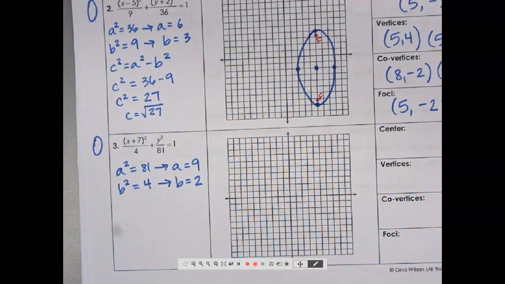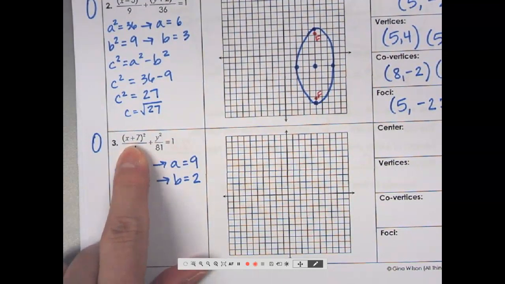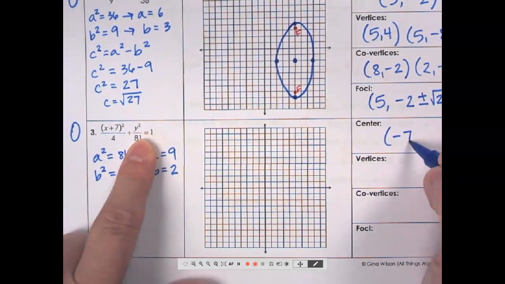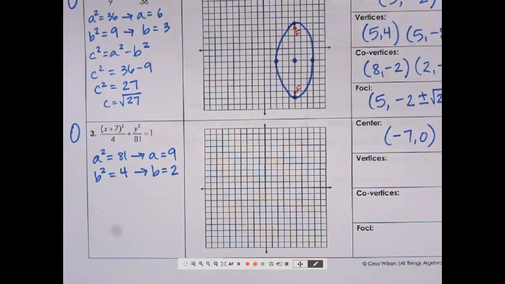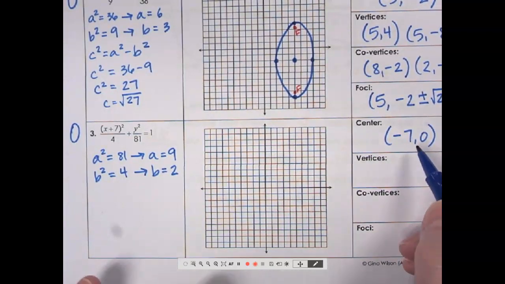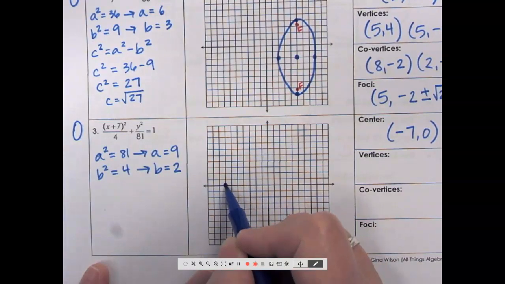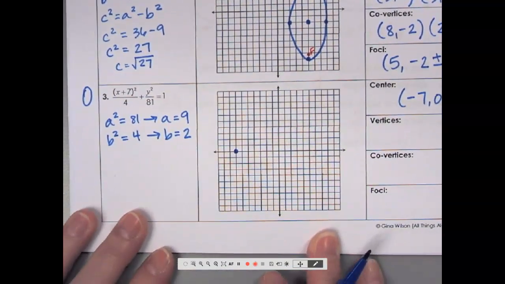Okay, where is the center of this little thing? Okay, 7 left, so that's negative 7, 0. Is everybody okay with that? Negative 7, 0? Just like with the circle, you take the opposite of that number in the parentheses. Okay, so next thing I'm going to graph it. I go and I plot the center point. 1, 2, 3, 4, 5, 6, 7.